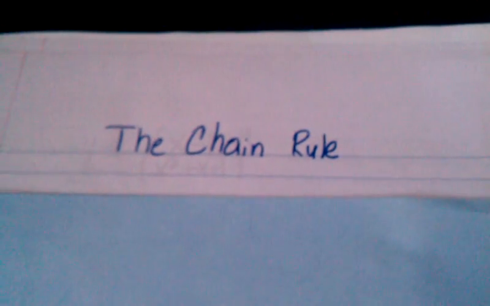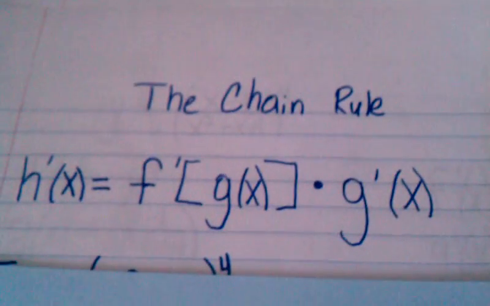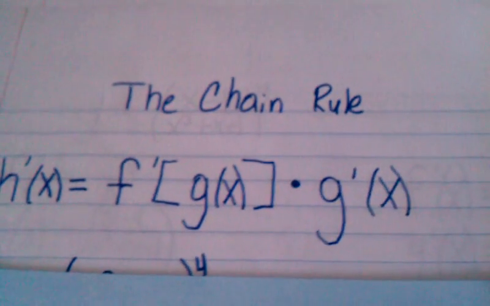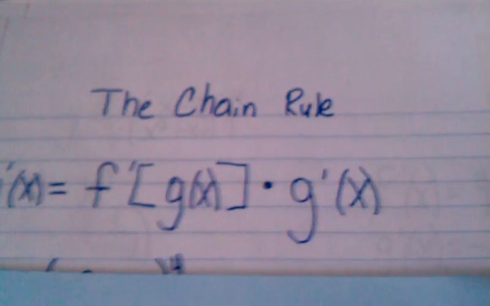Okay, today I'll be explaining how to take the derivative using the chain rule. The equation for the chain rule is the derivative of f of g of x, which is f prime of g of x, times the derivative of g of x.